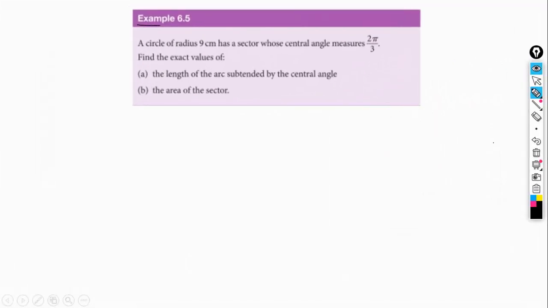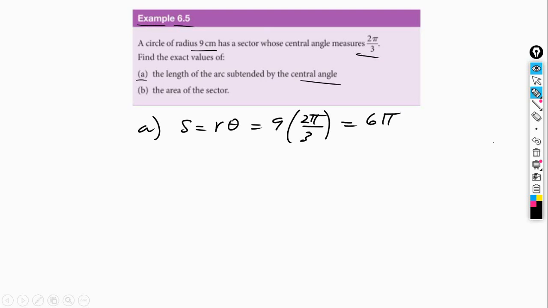So now we're going to do example 6.5, which will be the last one on this video. And it says, a circle of radius 9 centimeters has a sector whose central angle measures 2 pi thirds. Find the exact values of A, the length of the arc subtended by the central angle. So remember that the length of an arc is simply going to be r, the radius, times theta. So in this case, it's going to be 9 times 2 pi thirds, which is going to be exactly 6 pi centimeters.